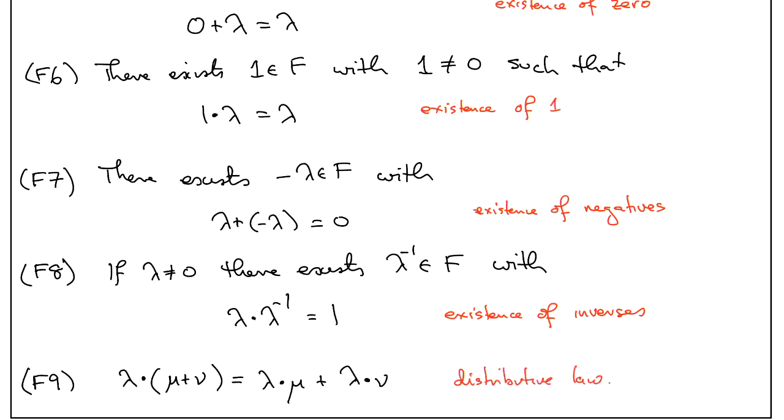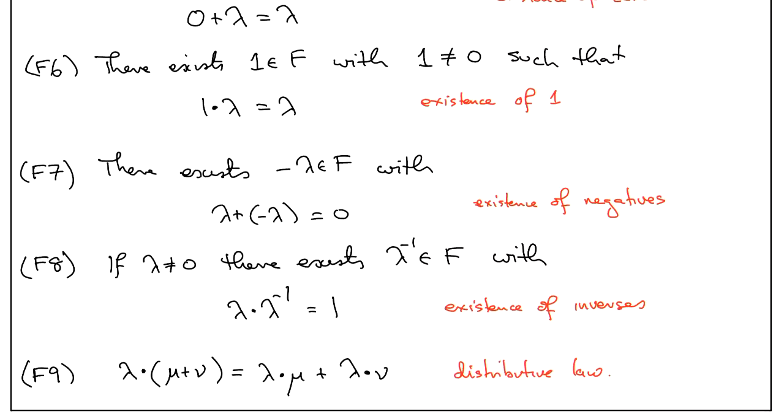Okay. And of course, there is a distributive law when the lambda is on the other side, but we don't really need it because we know multiplication's commutative, so we can move the lambda across to the other side and do it like that. Okay, so as I say, you sort of need to remember them, but I wouldn't remember them as a list of F1 to F9.